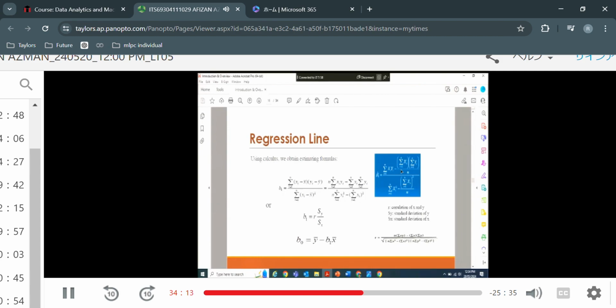I'm a good lecturer. Before your final exam, I will tell you which ones you have to memorize. But this is in your notes. So this is your B0 and also B1 formula. So if the formula is not given, please memorize it. You know what is B0, you know what is B1, that's good.